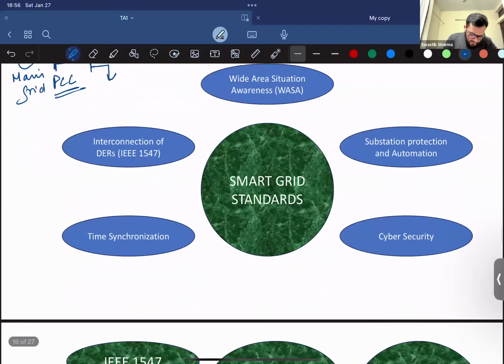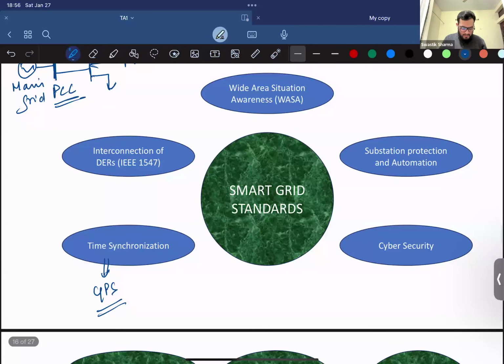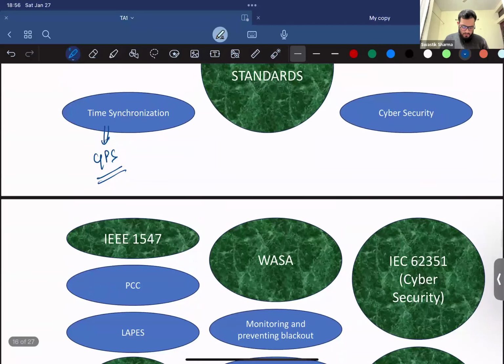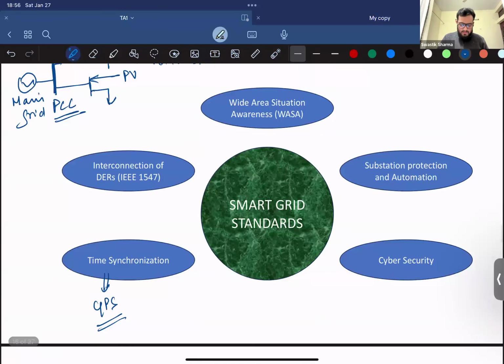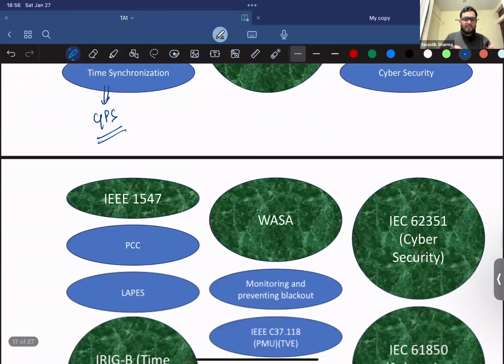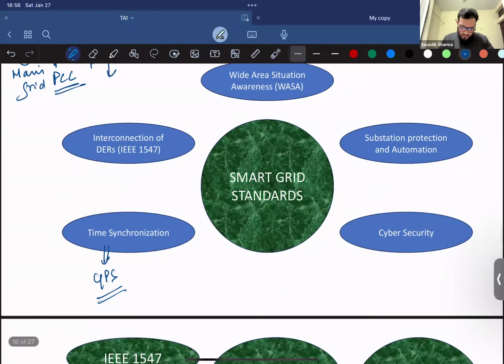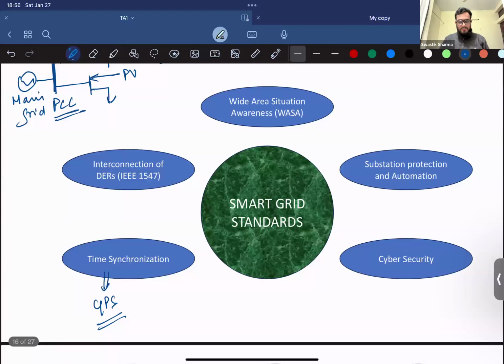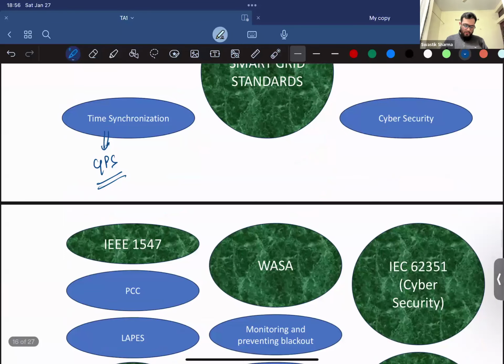Also, there is time synchronization. This is generally done with respect to GPS and other such sources. I should have discussed this later on. Okay. So GPS and other standards, and then we have wide area situation awareness. Wide area situation awareness is generally for monitoring and preventing blackouts, and it generally involves the usage of PMUs, etc. Then also there is substation automation and cybersecurity. So let's go into detail.